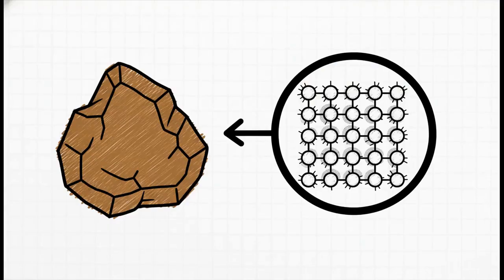So, what makes a solid so solid? It's all about how its particles are arranged. In a solid, they're packed together in this tight, orderly structure. They're vibrating, sure, but they're basically locked in place. That's why a rock is a rock.